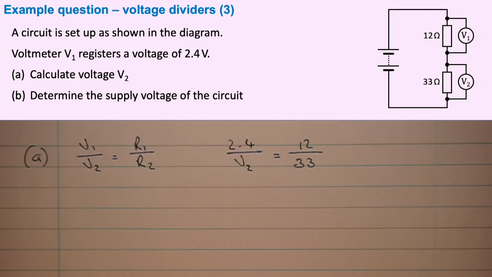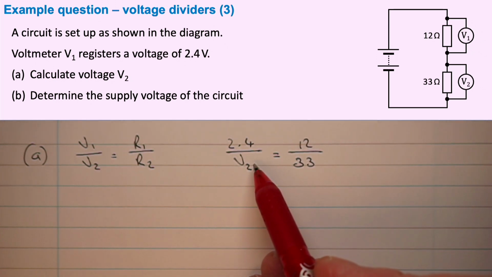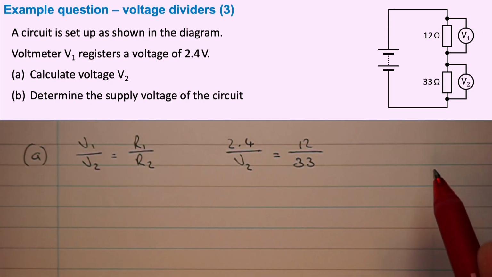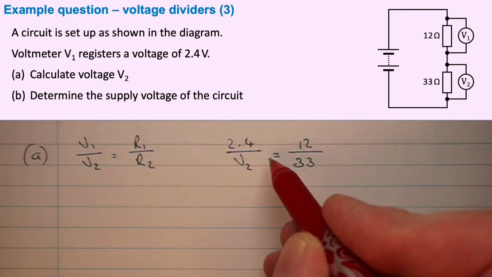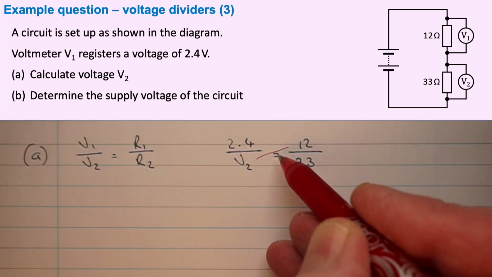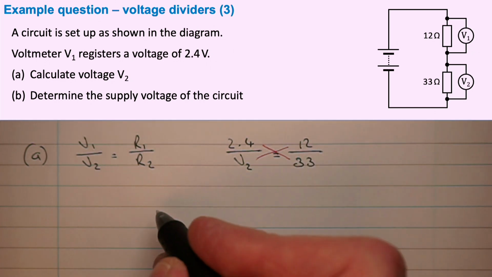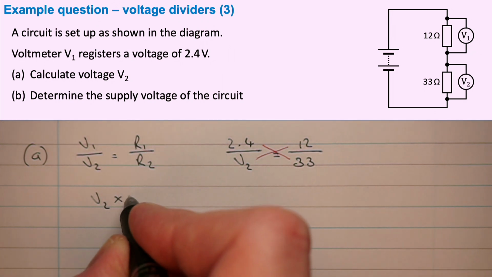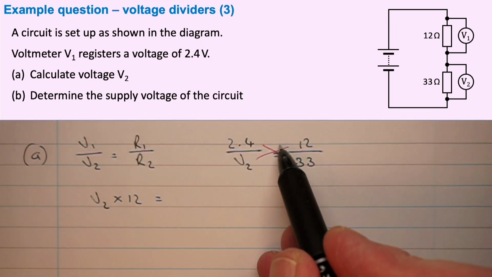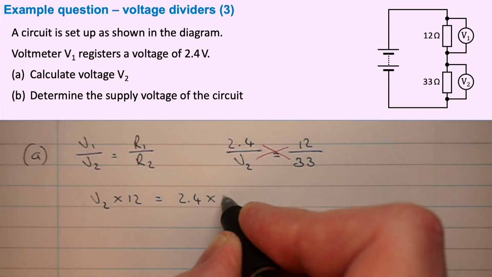Now, what we should be using at this stage is cross multiplication. And I'm going to start with bottom left times top right, because I want that V2 to be the subject of the equation. So I know that V2 multiplied by 12, if I'm just multiplying this times that, that will also be equal to 2.4 multiplied by 33. Okay, now let's write that down. So V2 times 12 is equal to, so that was this diagonal, 2.4 times 33.